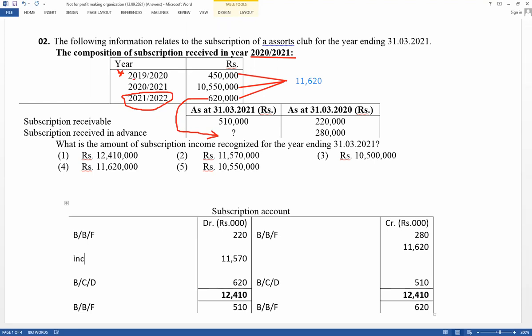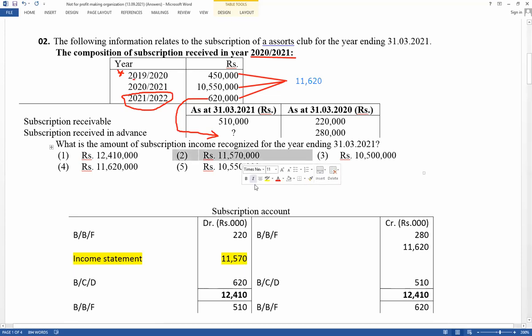Therefore, here as an income statement. They are subscription income for the year ended 31st March 2020 equal 11,507,000. Therefore, question number second one, answer.